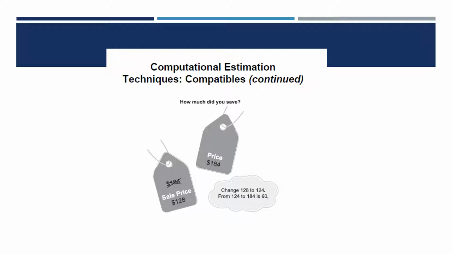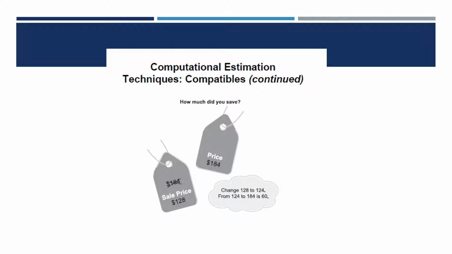So here are some more compatibles. So we have two prices here. We have a sale price of $128 and then $184. So we're going to change 128 to 124 because then that makes those two numbers easy to work with. So 184 minus 124 is $60.